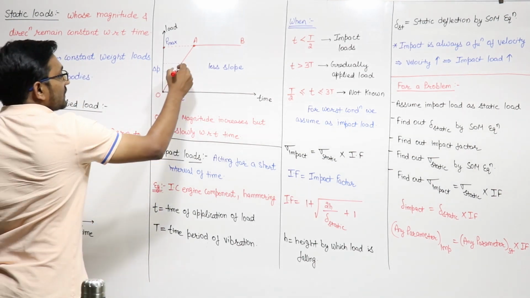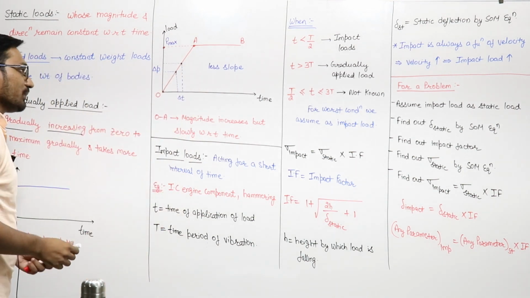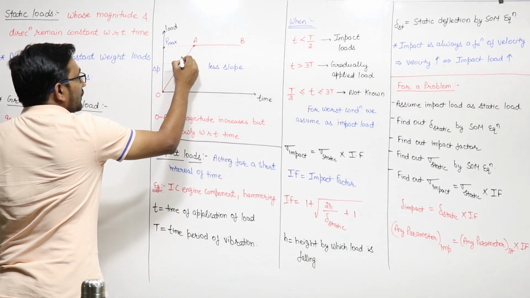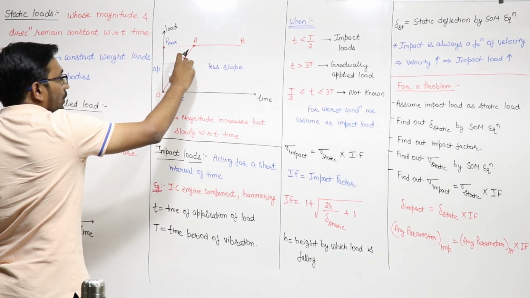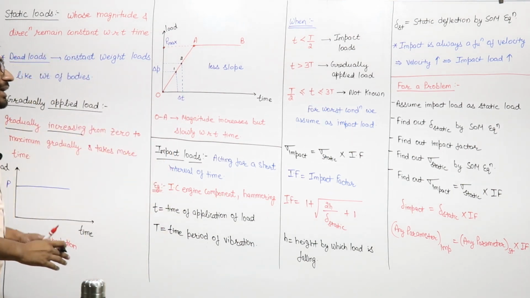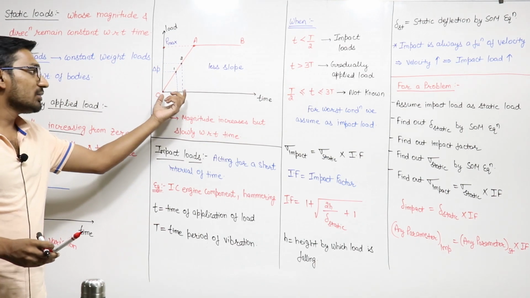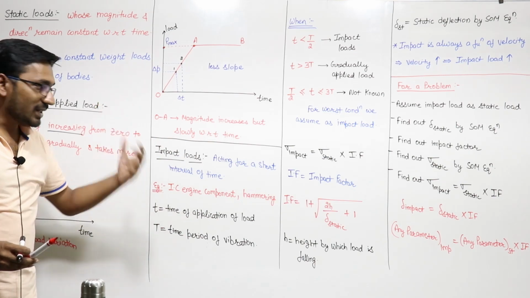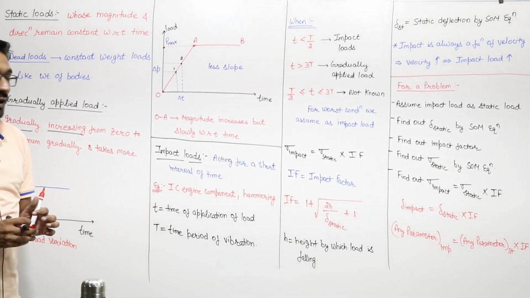Let us say this is the change of the magnitude of the force. This is your point 1, this is your point 2. The change of magnitude of the load from point 1 to point 2 is delta P, and the time taken by the load to change from 1 to 2 is delta T. So this delta T should be very, very high, right? Then this type of load is known as your gradually applied load.